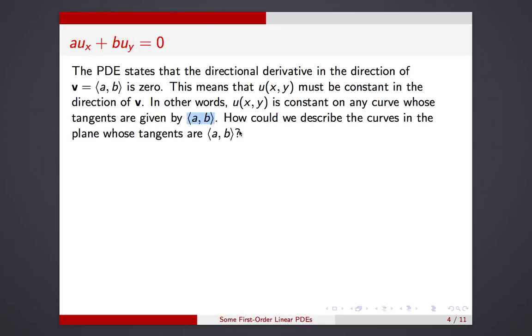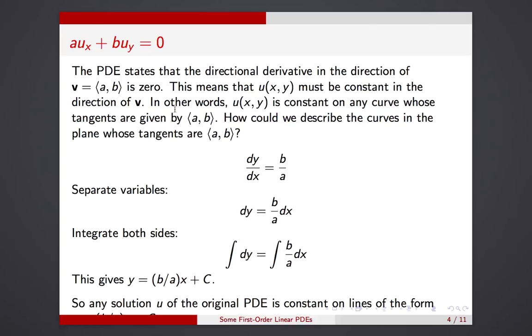So all we need to do is figure out what curves in the xy plane have tangents that look like this vector, and we will then know that u must be constant on those curves. Because u, again, is not allowed to have any change in the direction of this vector. The change is 0. The directional derivative is 0. So we want to know the curves in the plane whose tangents are given by this vector. That will tell us where u is constant.